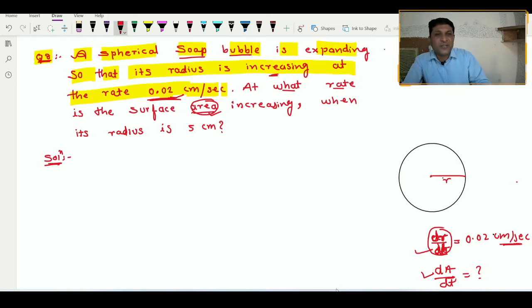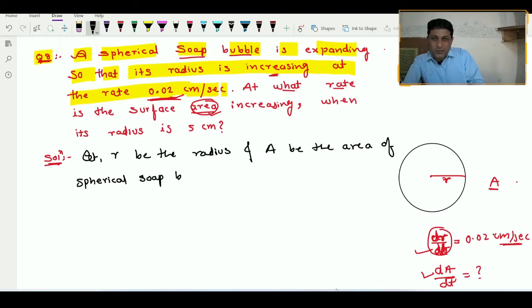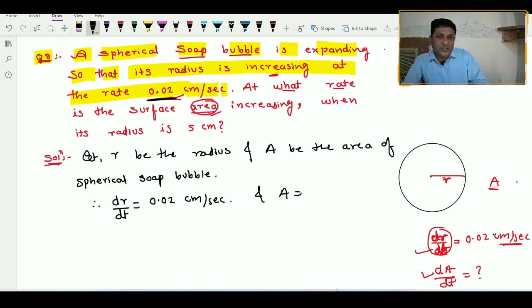So generally we denote the radius by r and the area by A. So here our supposition is, let r be the radius and A be the area of the spherical soap bubble. Therefore according to the given condition, dr by dt will be equal to 0.02 centimeter per second, the rate at which the radius is changing, and A is the area of the sphere, and we know that the surface area of the sphere is equal to 4 pi r square.